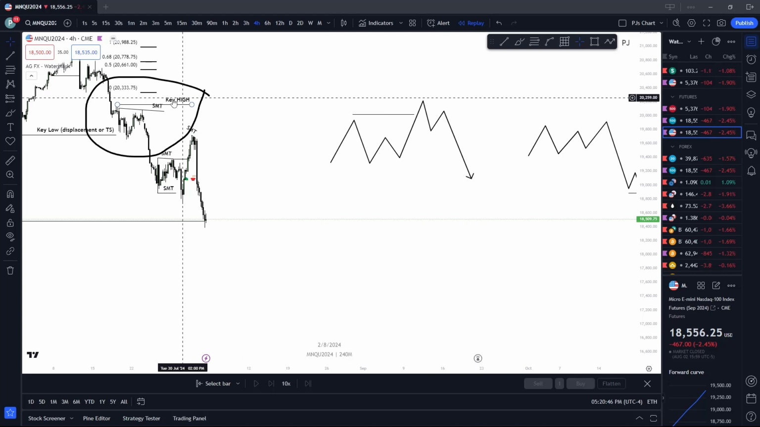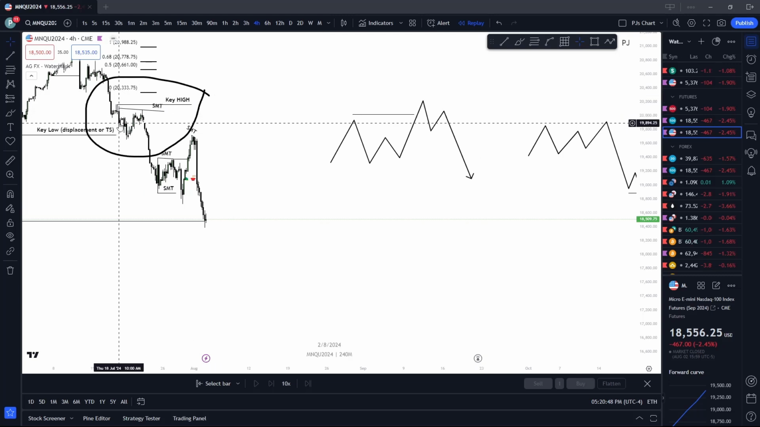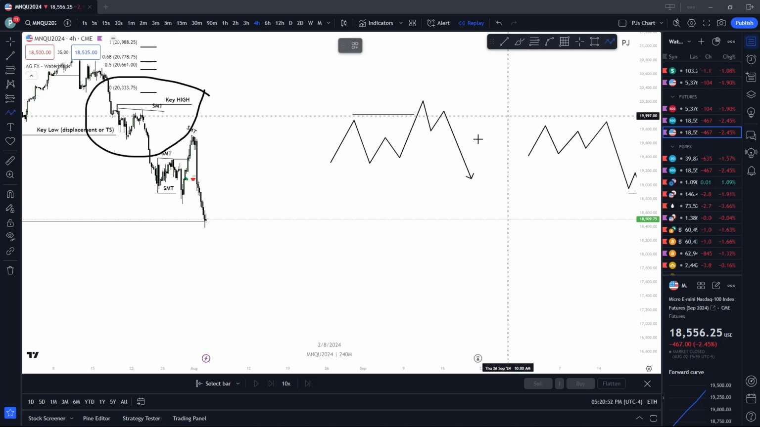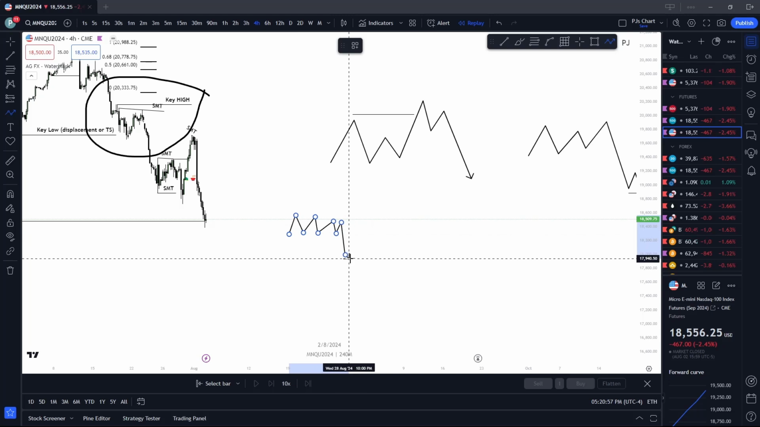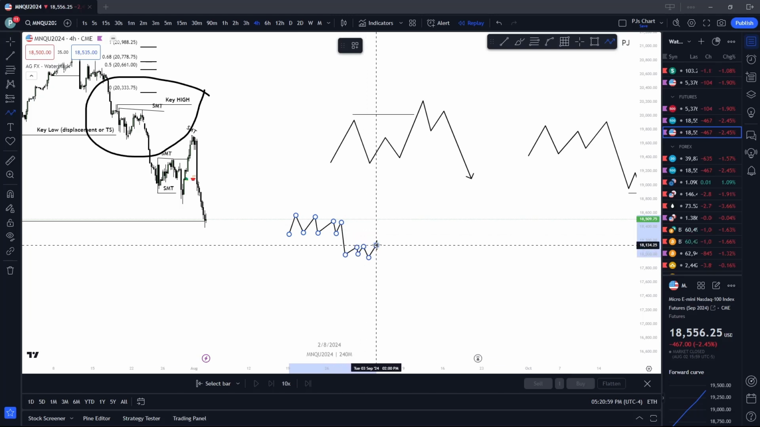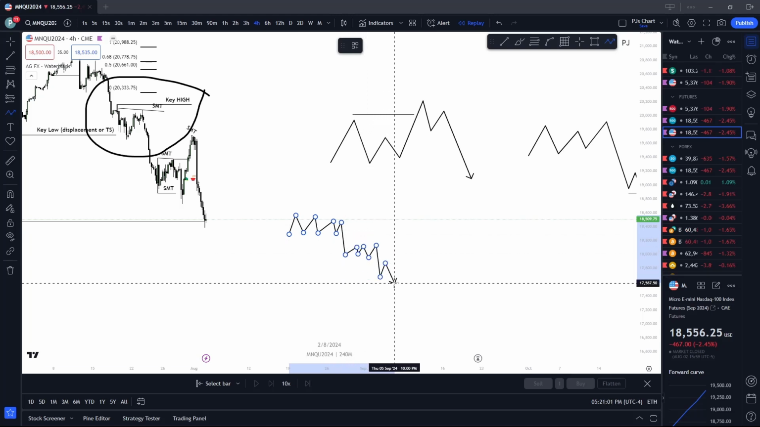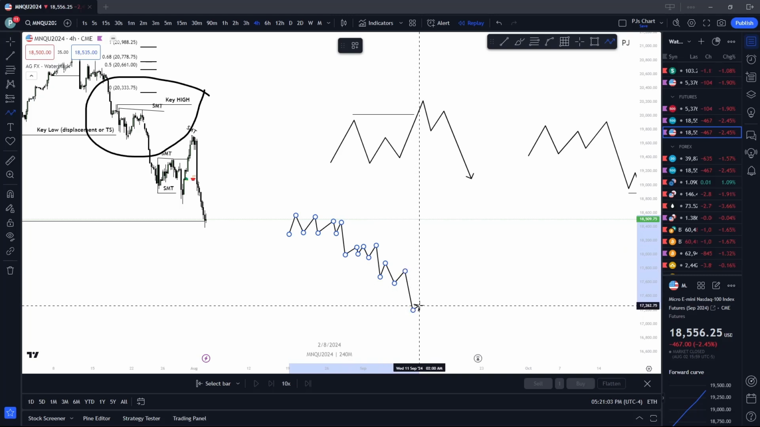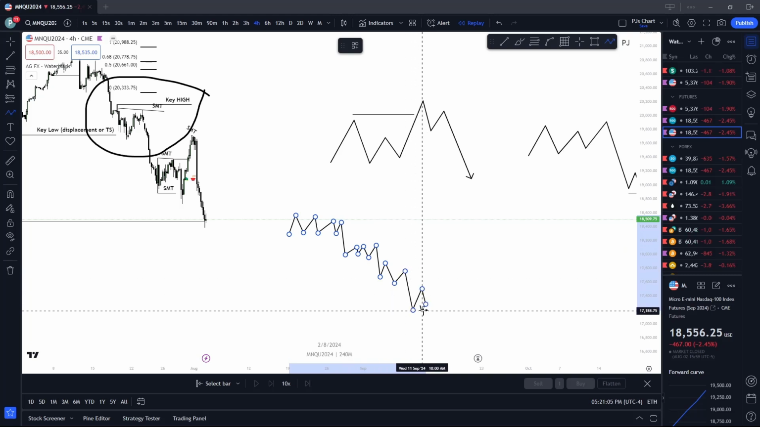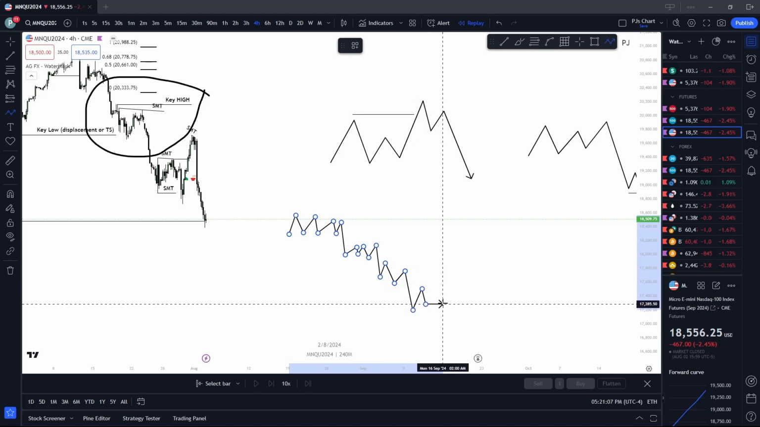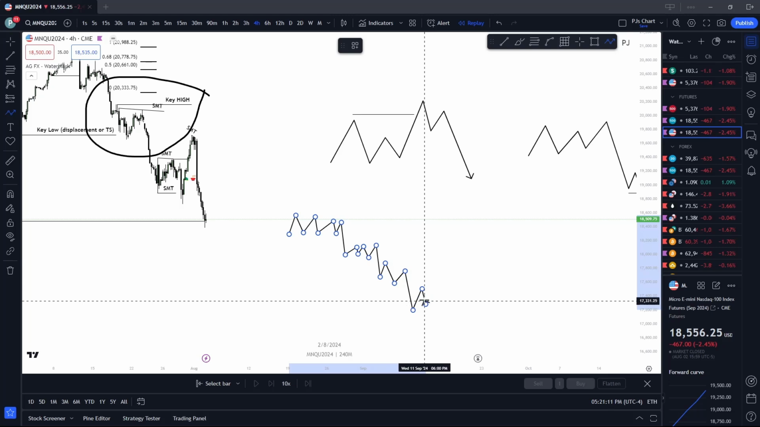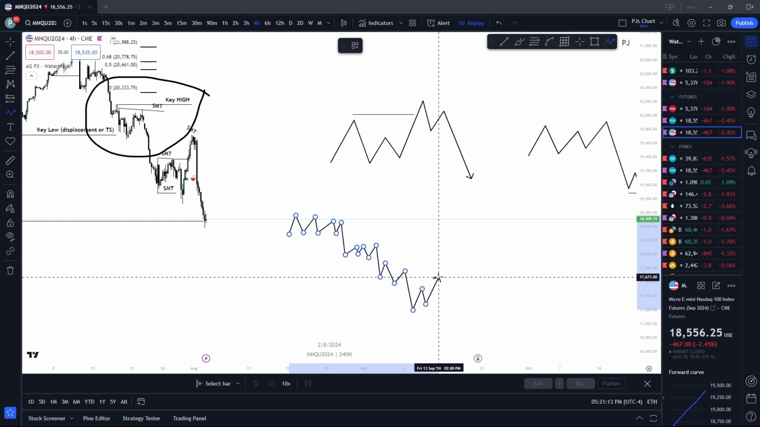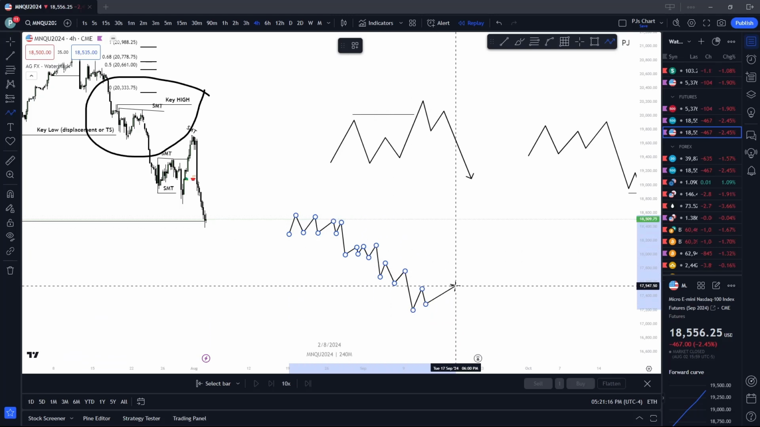Lower time frame, inside of this accumulation, and then break lower, we have our lower time frame accumulation, break lower, reaccumulation, break lower, into your smart money reversal, into your high resistance liquidity, into your high resistance low being put in, into your low resistance liquidity run.